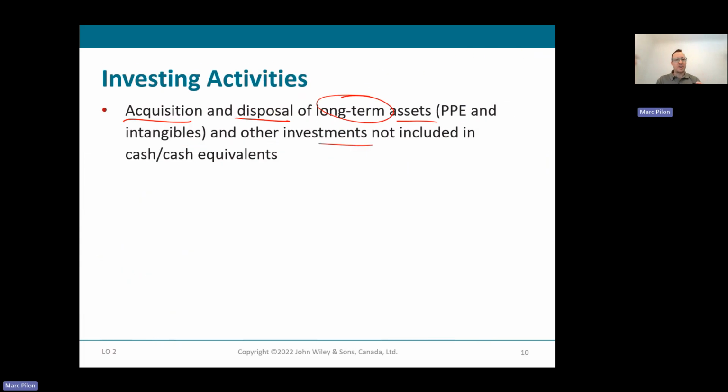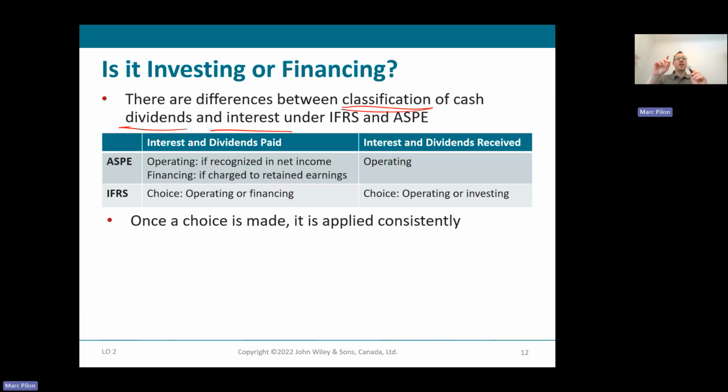Okay, so if I go back now, the IFRS and ASPE have gotten together and have determined that there's choices. So interest and dividends paid, which is the example I was saying, can be recognized in one or the other. They can be recognized in either operating or financing.